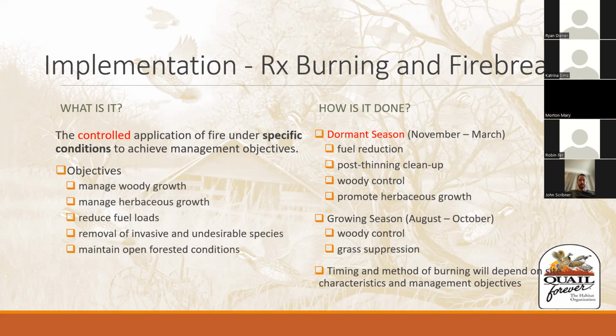Growing season burns are typically August, maybe late July, through October. We really use those to control woodies. It's great, you hit them when they're actively growing. It does great at controlling small saplings and cedar trees that are coming in, and then grass suppression. Once you have your woodland or savanna, and you've got the grasses growing and the wildflowers, you might look at switching more to a growing season, especially if your grasses start to get a little too thick and out-competing your wildflowers.